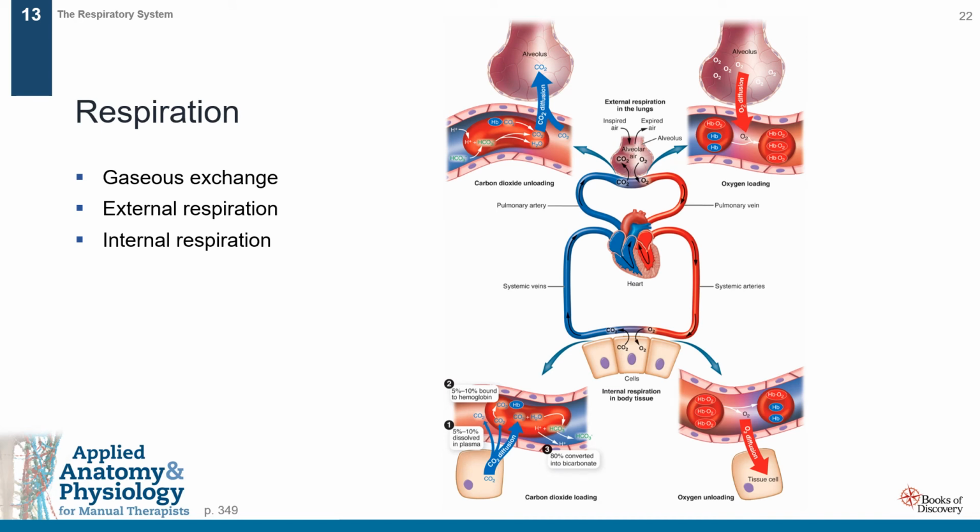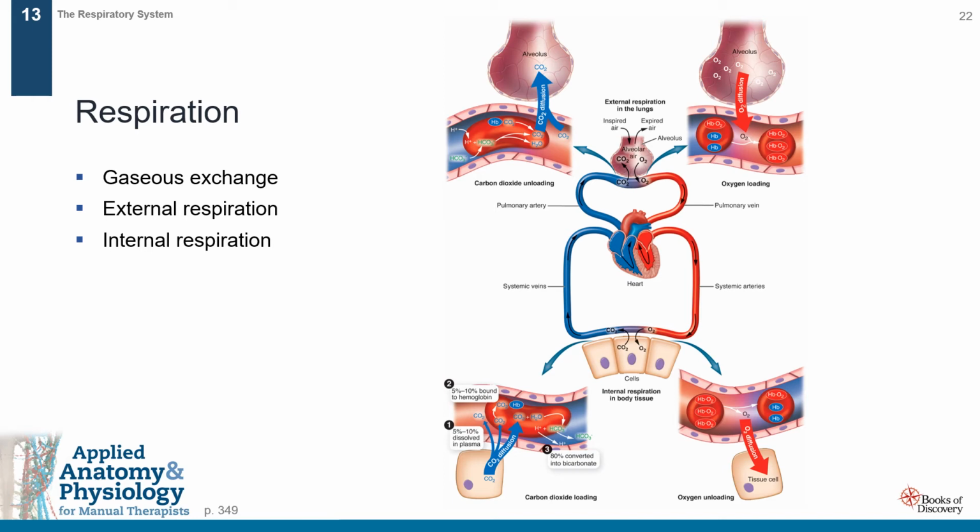Now let's discuss respiration. Respiration is the physiologic process of oxygen and carbon dioxide exchange. The method of exchange is simple diffusion, and the gases are transported by binding to the hemoglobin molecules in red blood cells or by dissolving in plasma. This gaseous exchange takes place in two locations: inside the lungs between the alveoli and the blood, and in the capillary beds throughout the body between the blood and the interstitium.